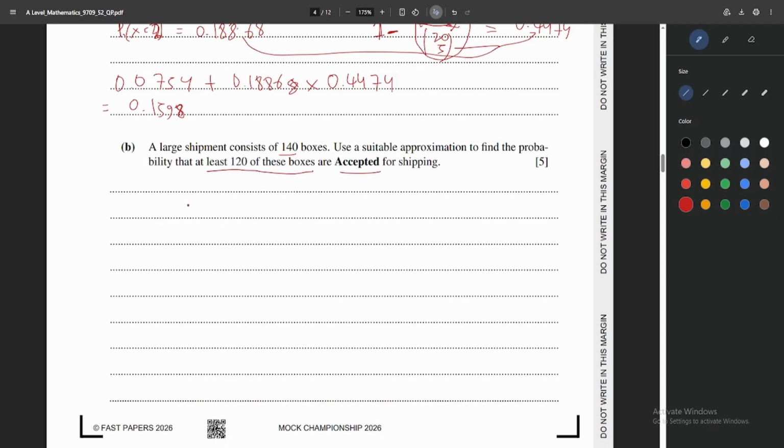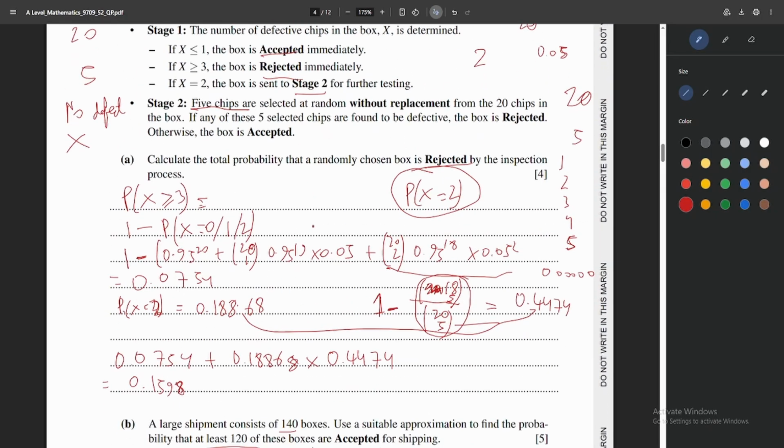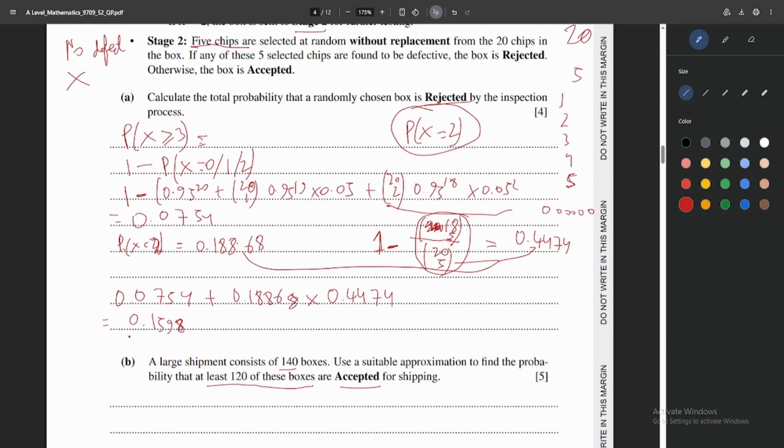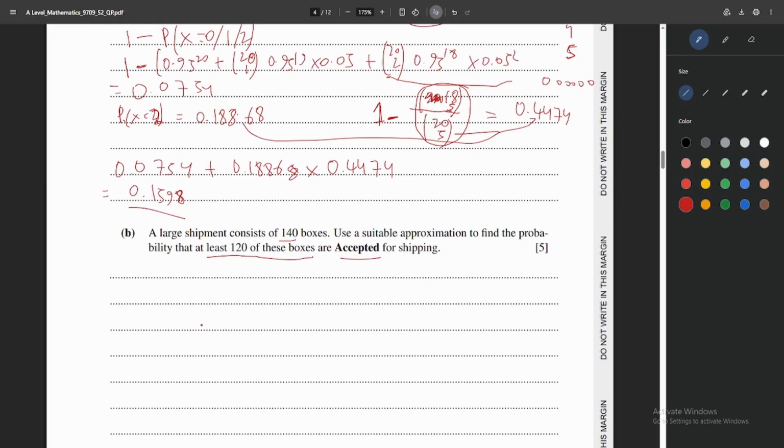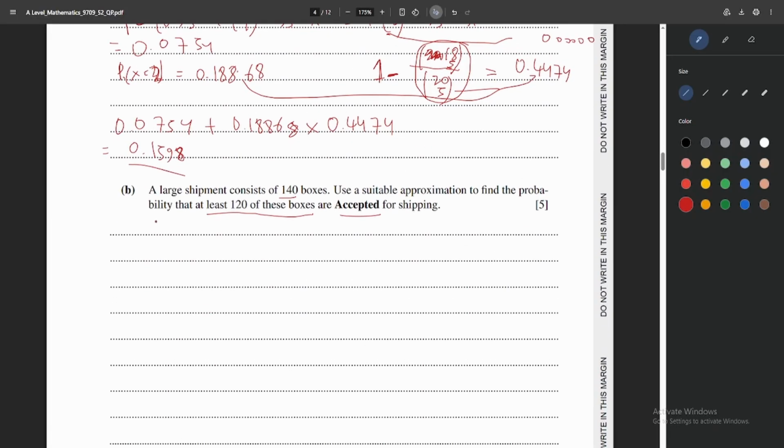So going back to the previous question, we have two cases, right? Accepted or rejected, and we know the probability of getting rejected. Since a box can be either rejected or accepted, the probability of a box getting accepted is 1 minus 0.1598, and that gives us 0.8402. We have a total of 140 boxes.